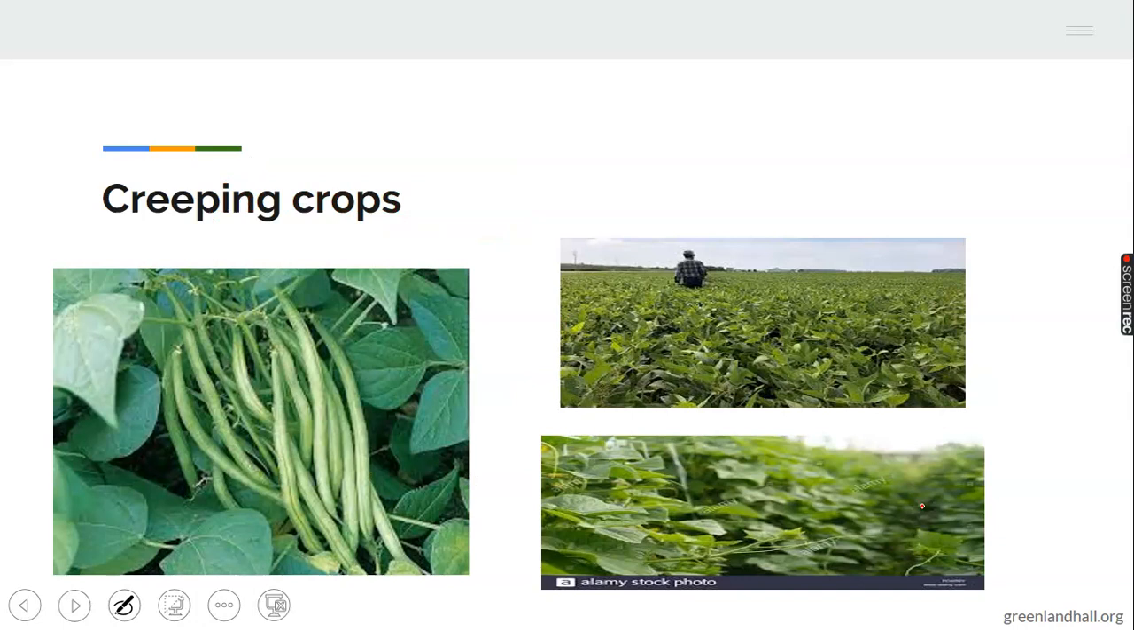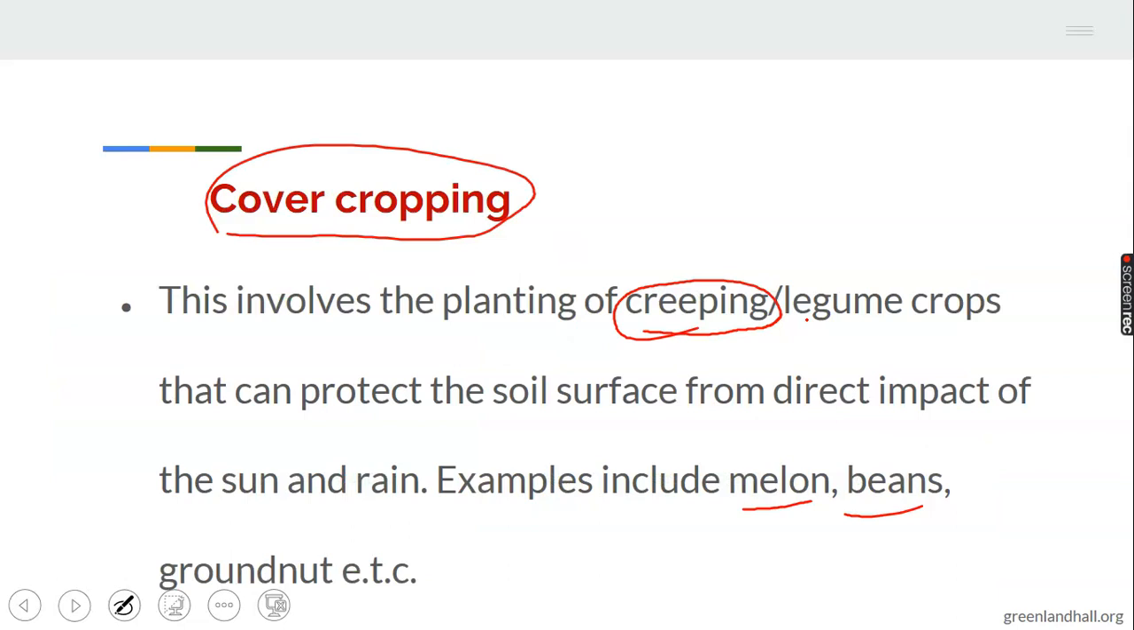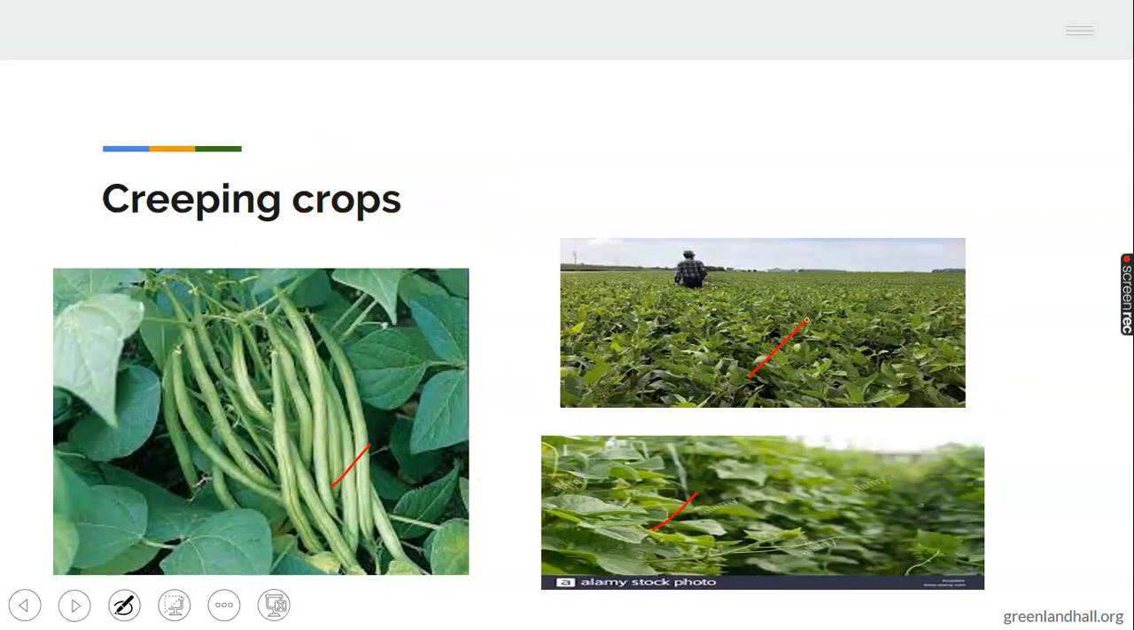We have beans here, right? We can see different plants that are creeping crops. Groundnut is a creeping crop. Beans is a creeping crop. They are used in covering the soil surface. They are called cover crops. They cover the soil surface from direct impact of sun ray and as well rain.